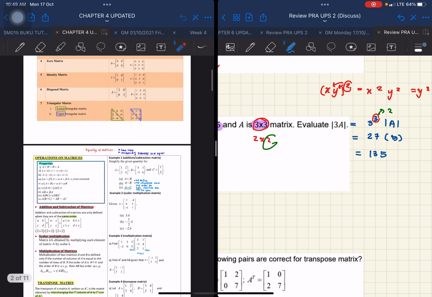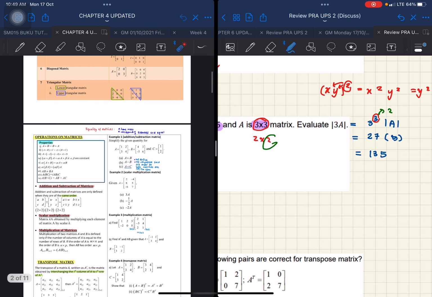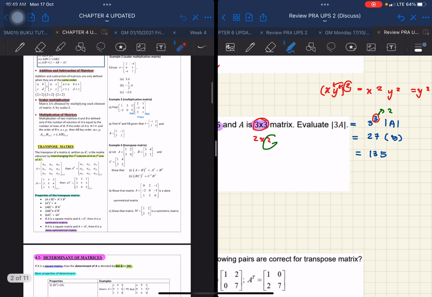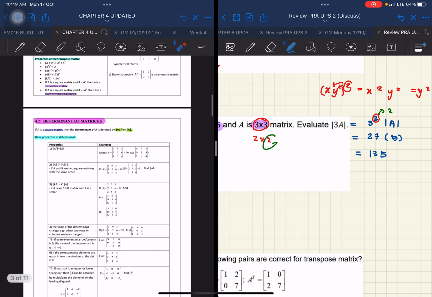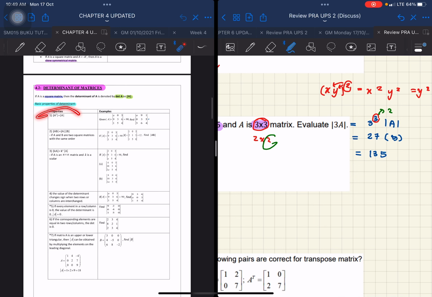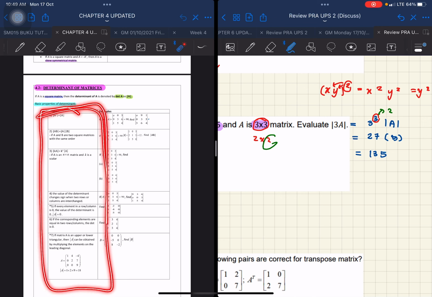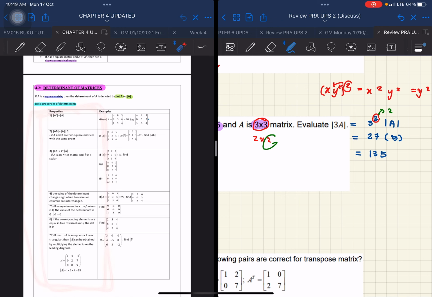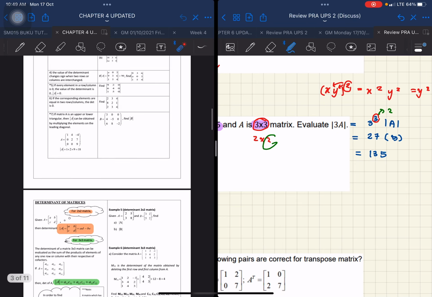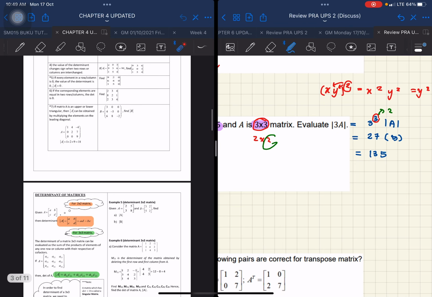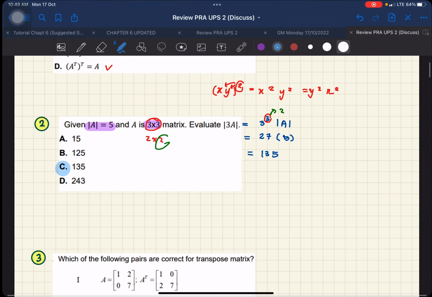Okay. And then this one I think is important as well. Yang ni mungkin penting. And then this one, transpose matrix. Properties of transpose matrix. Okay, so determinant. This is the determinant. All these properties. Okay, so tengok balik macam mana properties ni work and what is the example. Faham kan? Yeah, I think that is all. Okay, itu sahaja properties yang penting.